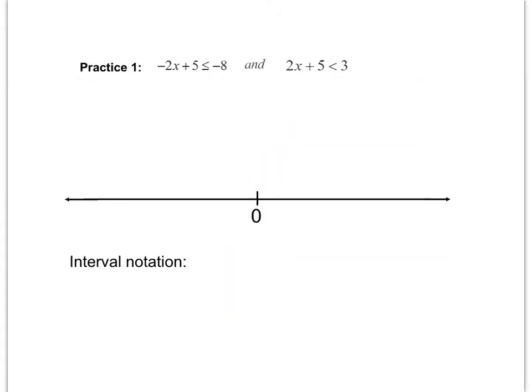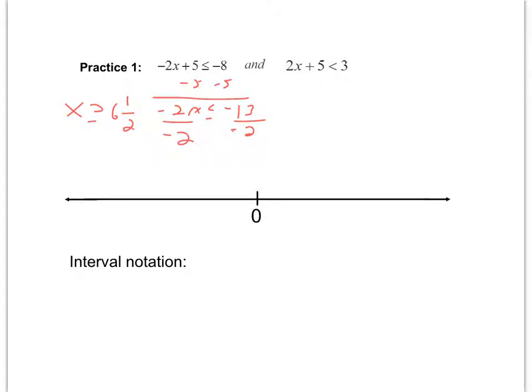Okay, let's do this one together real quick. Practice numero uno. Negative 2x plus 5 is less than or equal to negative 8, and 2x plus 5 is less than 3. Let's solve both of these for x, so I'm going to subtract the 5. So I get negative 2x is less than or equal to negative 13. Divide by negative 2. So now my first inequality is x is going to be, I'm going to flip-flop my sign, greater than or equal to negative 13 divided by negative 2, which is 6.5.